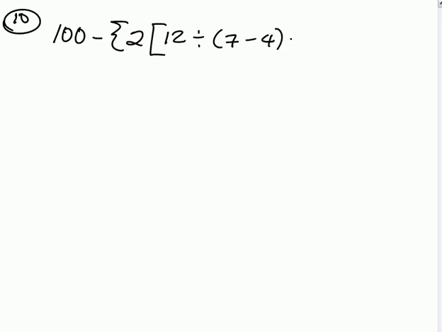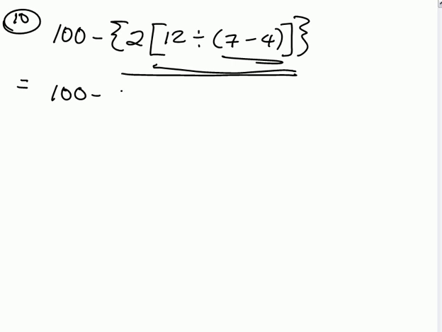So number 10, 100 minus braces, 2 times brackets, 12 divided by 7 minus 4. Okay, I think this was the problem that I showed you before to indicate why we may want to use the other kinds of parentheses. So we've got a lot going on here. We've got these parentheses. We know we want to do that first, but inside there we've got brackets, so we would do that. But inside the brackets we've got parentheses, and they do indicate grouping, so we know that's where we start. Everything else gets rewritten.